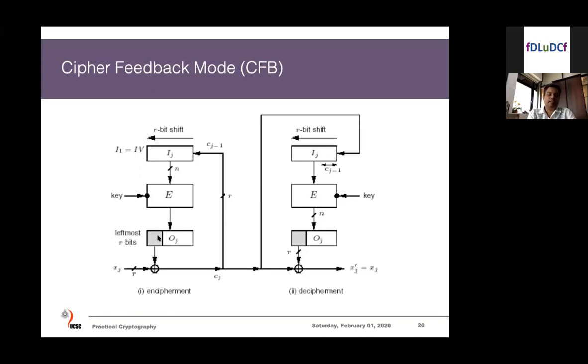So we pick the leftmost R bits, XOR with the plain text, create the ciphertext, and transmit that to the other party, to our recipient. So our recipient should get ready for the decryption. Obviously, the recipient must have the same key and the initial vector. How both parties share these initial vectors and the security key, we will discuss in some other lecture. At the moment, we assume somehow the party going to decrypt has the initial vector and the key.